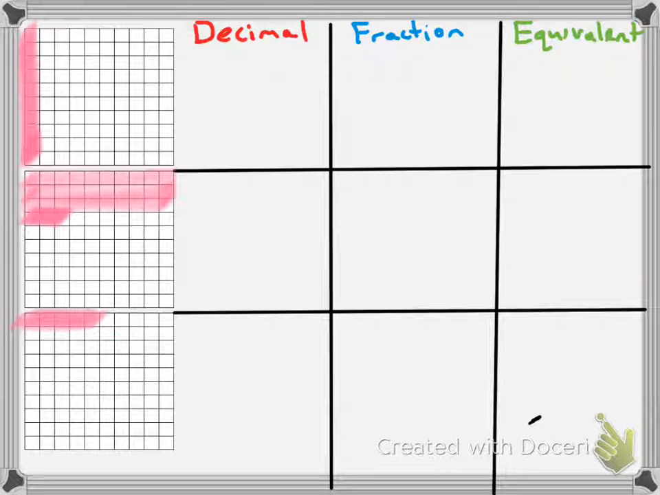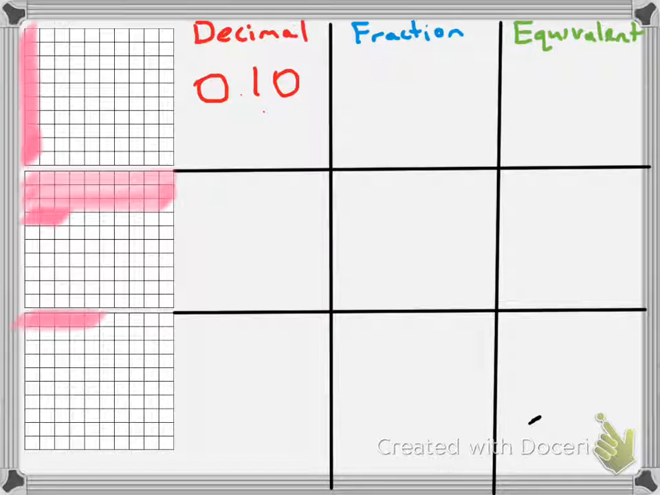So let's have a look here. The way that we can make a decimal is we can count the number of squares that are shaded in. So in this case we have 10 squares that are shaded in. And so that means I can make a decimal value like so. It would be 0.10 because I have 10 squares shaded in.